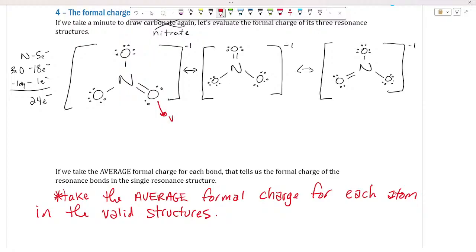This oxygen has a valence of 6. How many bonds is it making? 2. And how many electrons does it have? 4, and that comes out to 0. Okay, which means that in each structure, the double bond to oxygen has a value of 0, right? We're cool with that? Okay. Now, what about here? What's the valence?